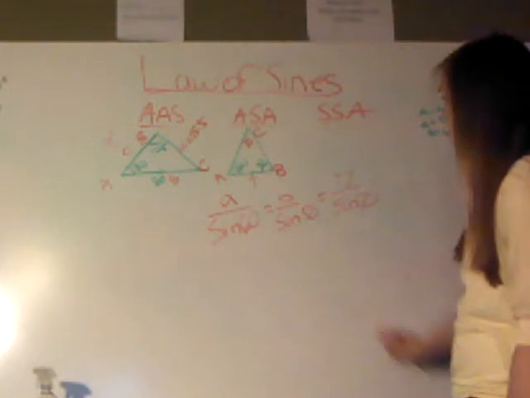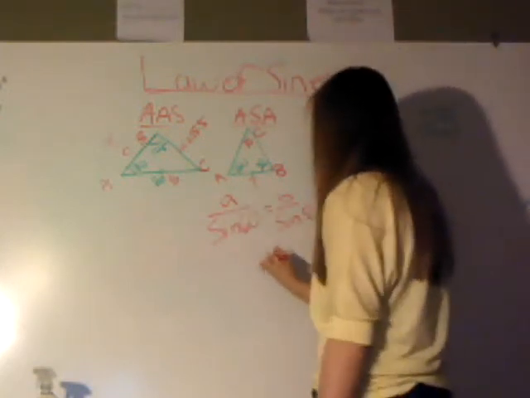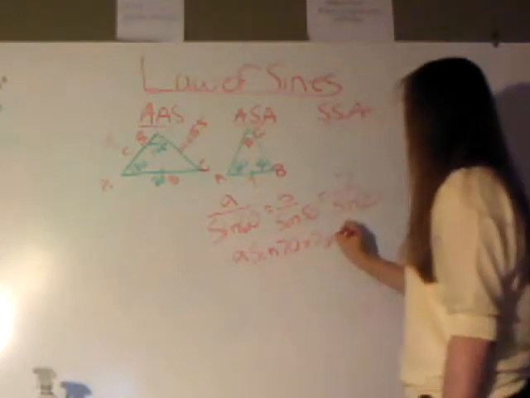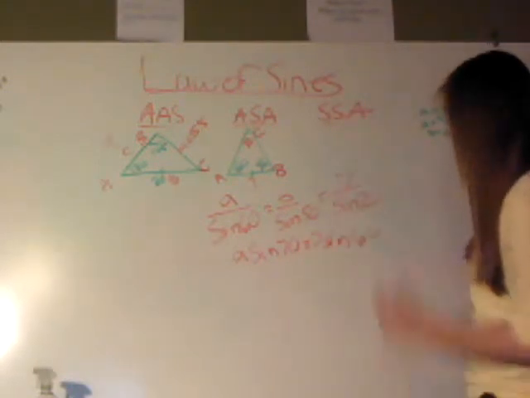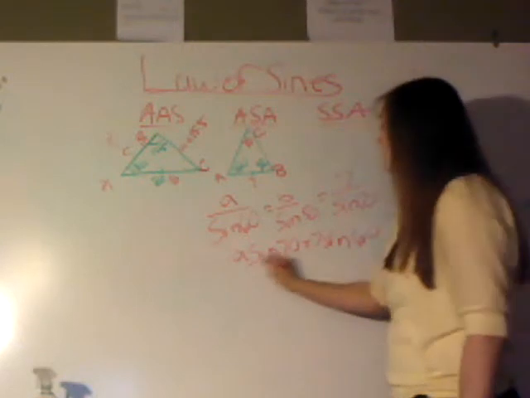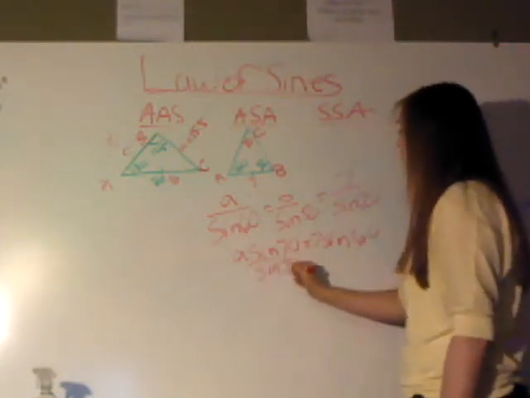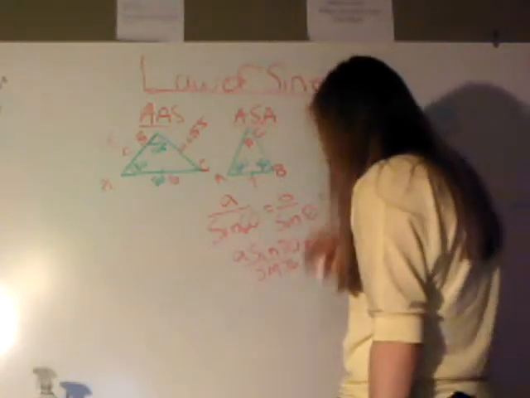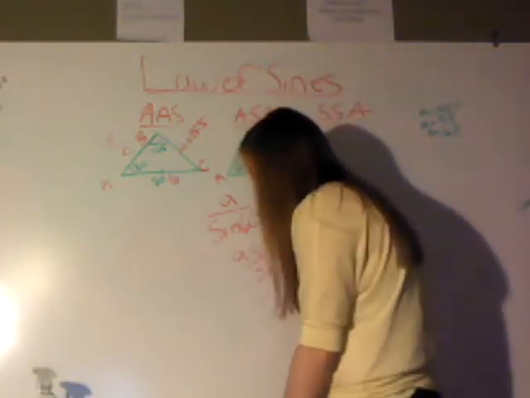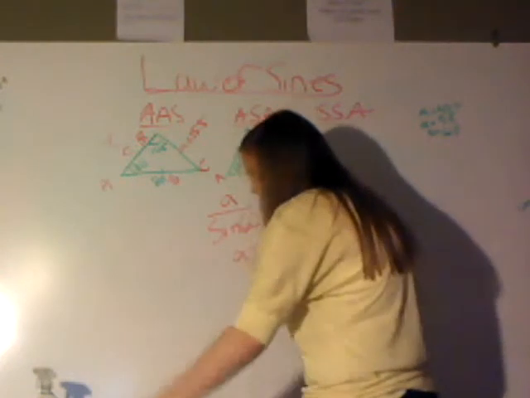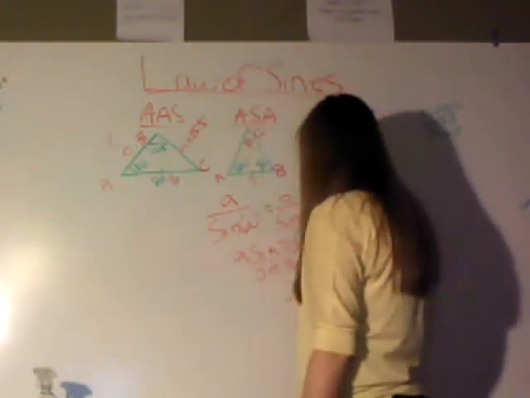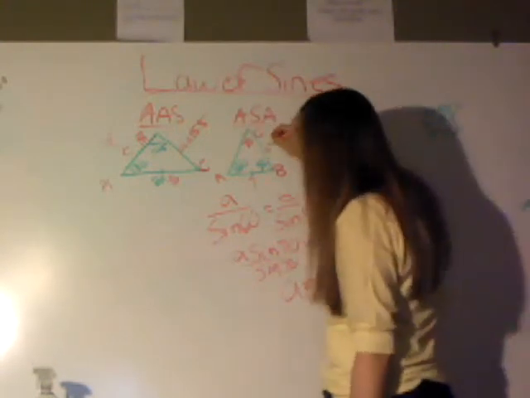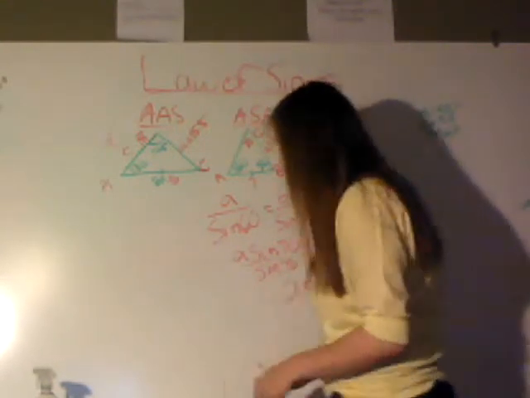So we are going to cross multiply to get A, which is going to be A sine of 70 equal to 7 sine of 60. So we are going to divide by sine of 70 on both sides, and A should be 6.5. So this is going to be side A, which is 6.5.